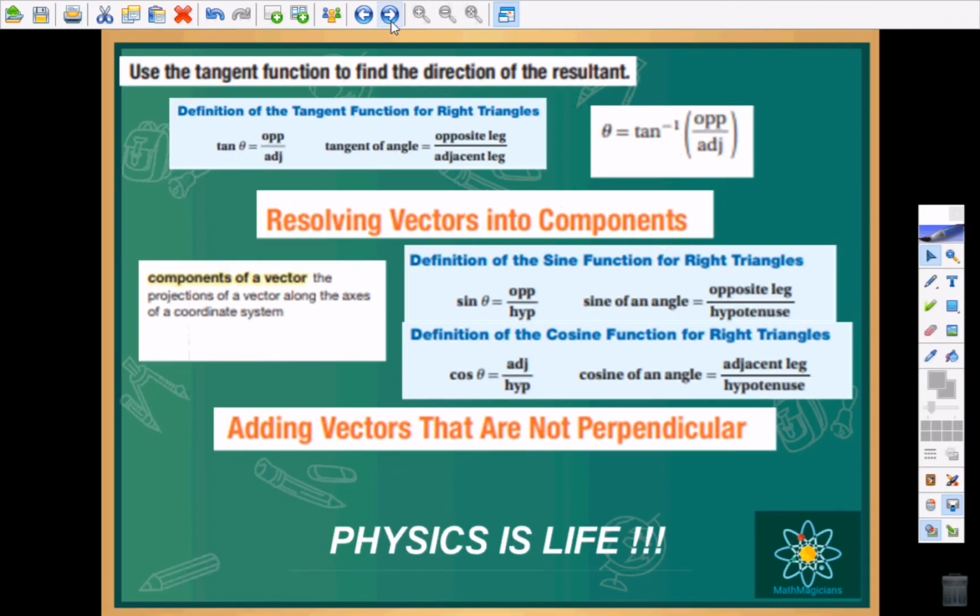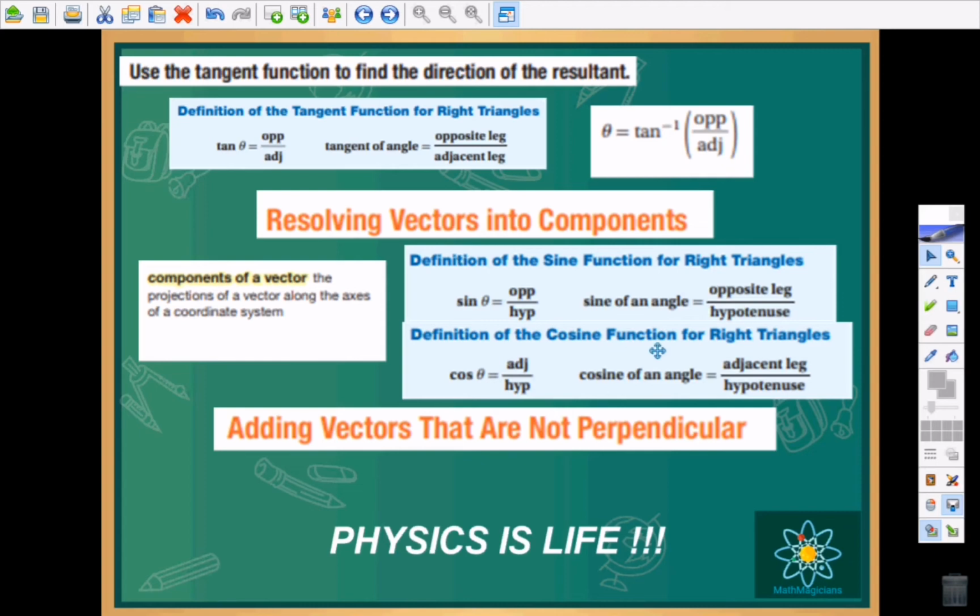Now, the use of the tangent function to find the direction of the resultant. For any right triangle, the tangent of an angle is defined as the ratio of the opposite and the adjacent legs with respect to the specified acute angle of a right triangle, as shown in the formula. Tangent of the angle, as you can see here, is equal to the opposite leg over the adjacent leg. You also have the inverse tangent function, which states the angle is equal to tangent inverse of opposite over adjacent.